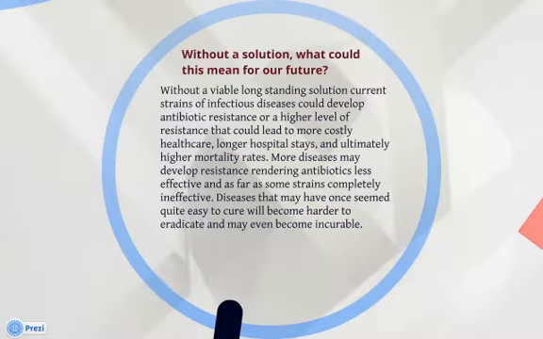Without a solution, what could this mean for our future? Without a viable, long-standing solution, current strains of infectious diseases could develop antibiotic resistance or a higher level of resistance that could lead to more costly health care, longer hospital stays, and ultimately higher mortality rates. More diseases may develop resistance, rendering antibiotics less effective, and as far as some strains completely ineffective. Diseases that may have once seemed quite easy to cure will become harder to eradicate and may even become incurable.